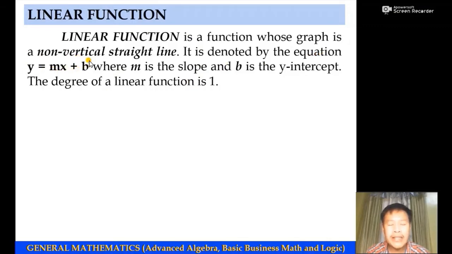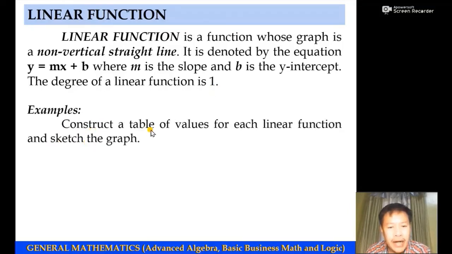This equation is in slope-intercept form, where m is the slope of the line and b is the y-intercept. The degree of a linear function is 1 because the highest exponent of x is 1. If we are talking about function, our y is always equal to 1. So that is a function. We will proceed with examples.